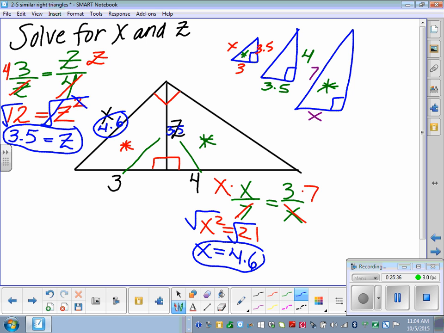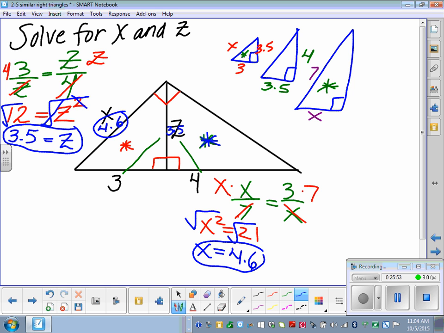Because remember, that's a great question. Now I'm catching it. Remember the altitude on the medium triangle is the smaller leg, right? So that would have to be the smaller leg out of the 3.5 and the 4. Hopefully I answered that correctly.